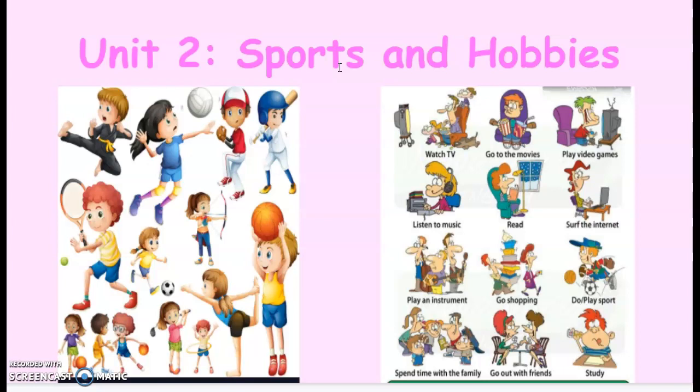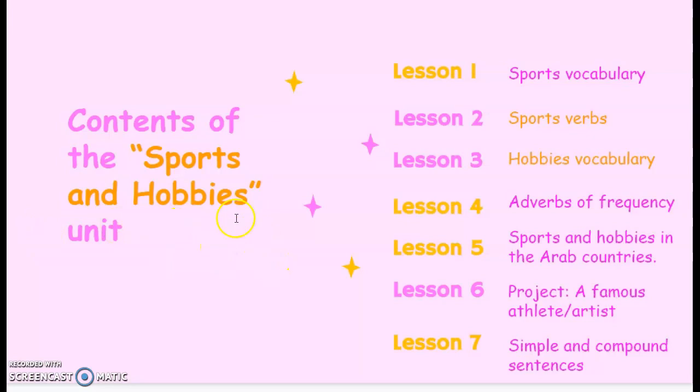So this is unit 2 for the second semester of 7th grade, and here I am going to show you the contents of the unit. First, we are at lesson 1. We're going to start with the sports vocabulary. Lesson 2, sports verbs. Lesson 3, hobbies vocab. Lesson 4, adverbs of frequency. For example, always, from time to time, sometimes, or not at all.